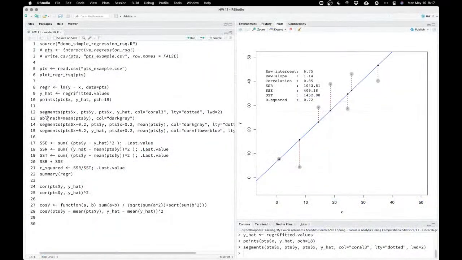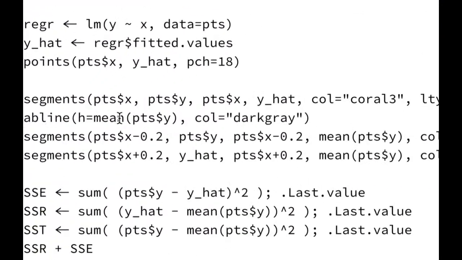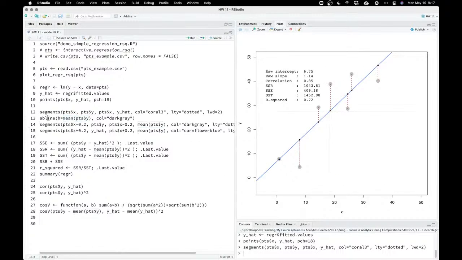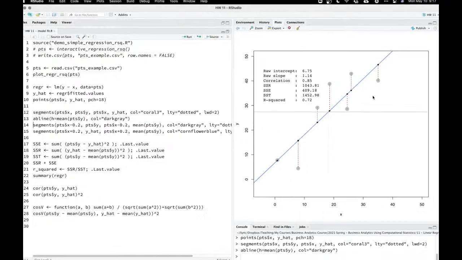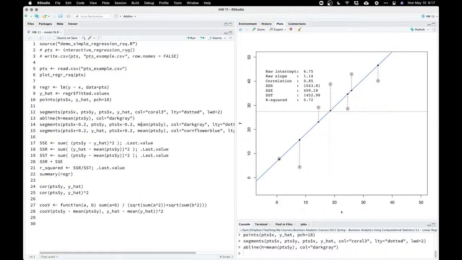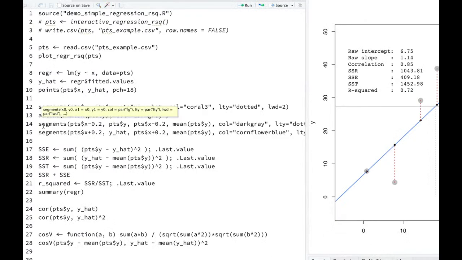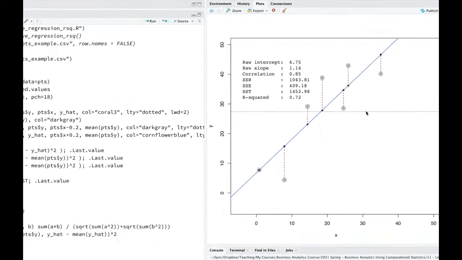Let's do another line. I'm also going to draw a horizontal line for the mean of the Y's. It's already there, but I'm going to make it a little bit darker. So there's a dark line here. Now I'm going to draw vertical lines from the Y's to the mean, from the actual points to the mean.